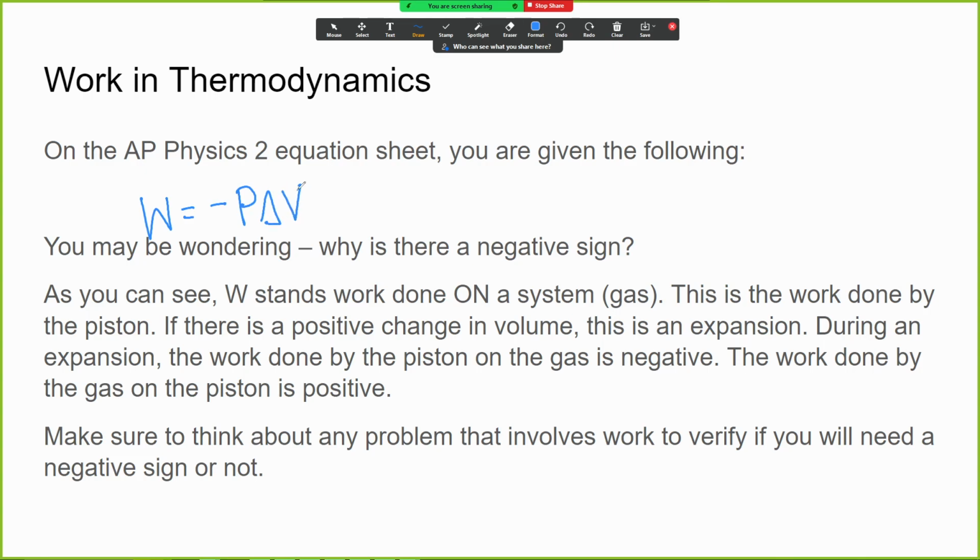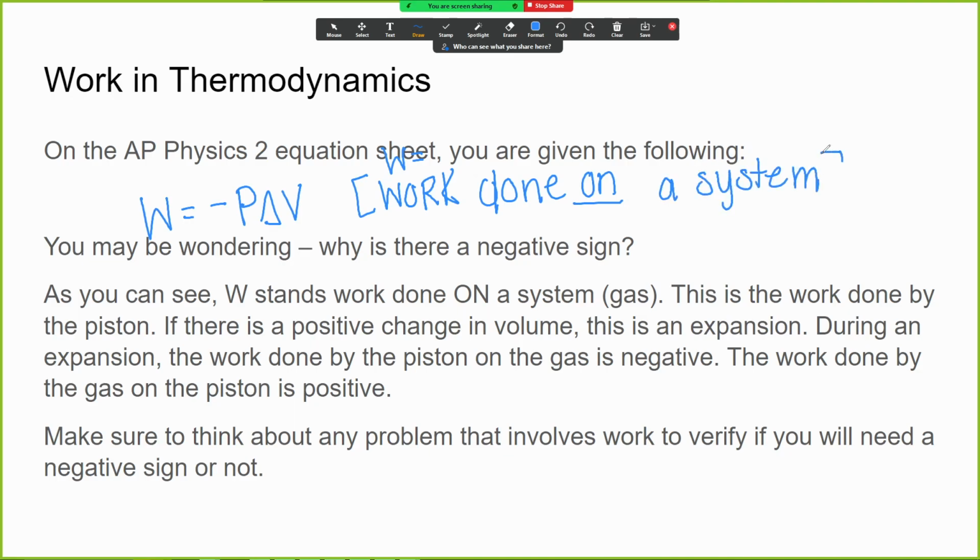So once again, work is always defined as W equals work done on a system. So if it's the gas exerting force on the piston, that's negative P delta V here. I can't remember if there's the disclaimer. Let me check it real quick.